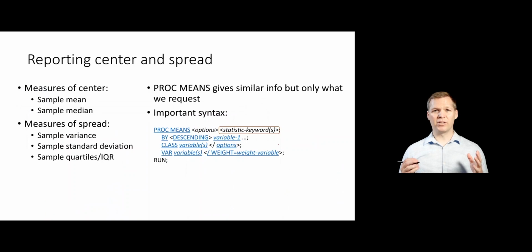All right, so Proc Univariate just throws everything at you. Not necessarily great, especially if you're going to try to put this stuff into a report and you don't want to retype these tables. What other options do you have? Well, Proc Means gives the same kinds of info, same summary stats that we might want, but only what you request. And here's the basic syntax for Proc Means.